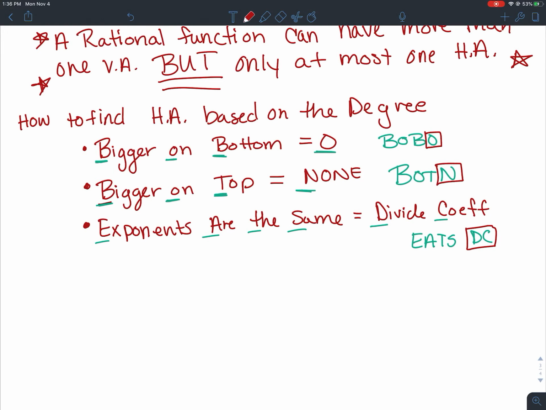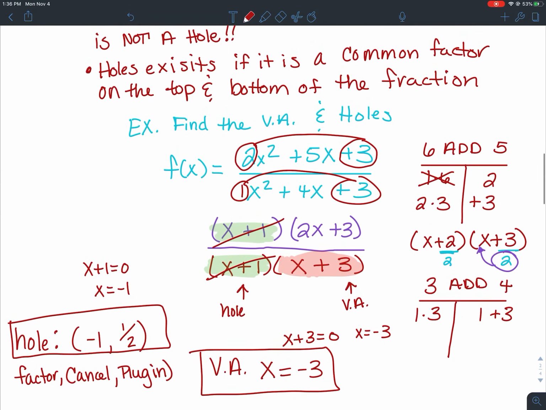All right. So, just to talk about horizontal asymptotes, that great little jig I did there. If I go back to this original example where I was talking about the vertical asymptotes, let's talk about the horizontal asymptote. Looking at this, the highest exponents are squared on both the top and the bottom. So that's exponents are the same. Divide coefficients. The two coefficients are 2 over 1. So the horizontal asymptote is y equals 2. Vertical was x equals -3, and then you had a hole.